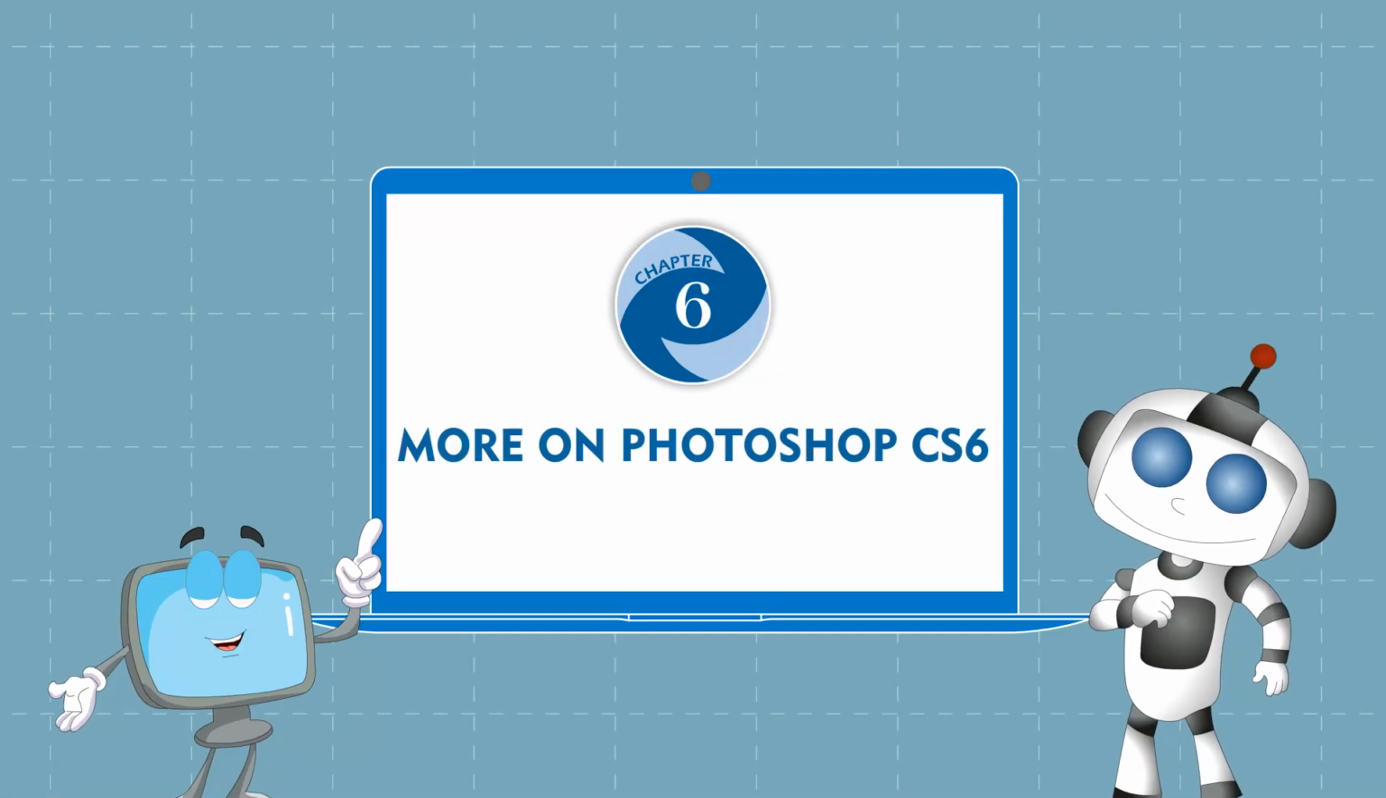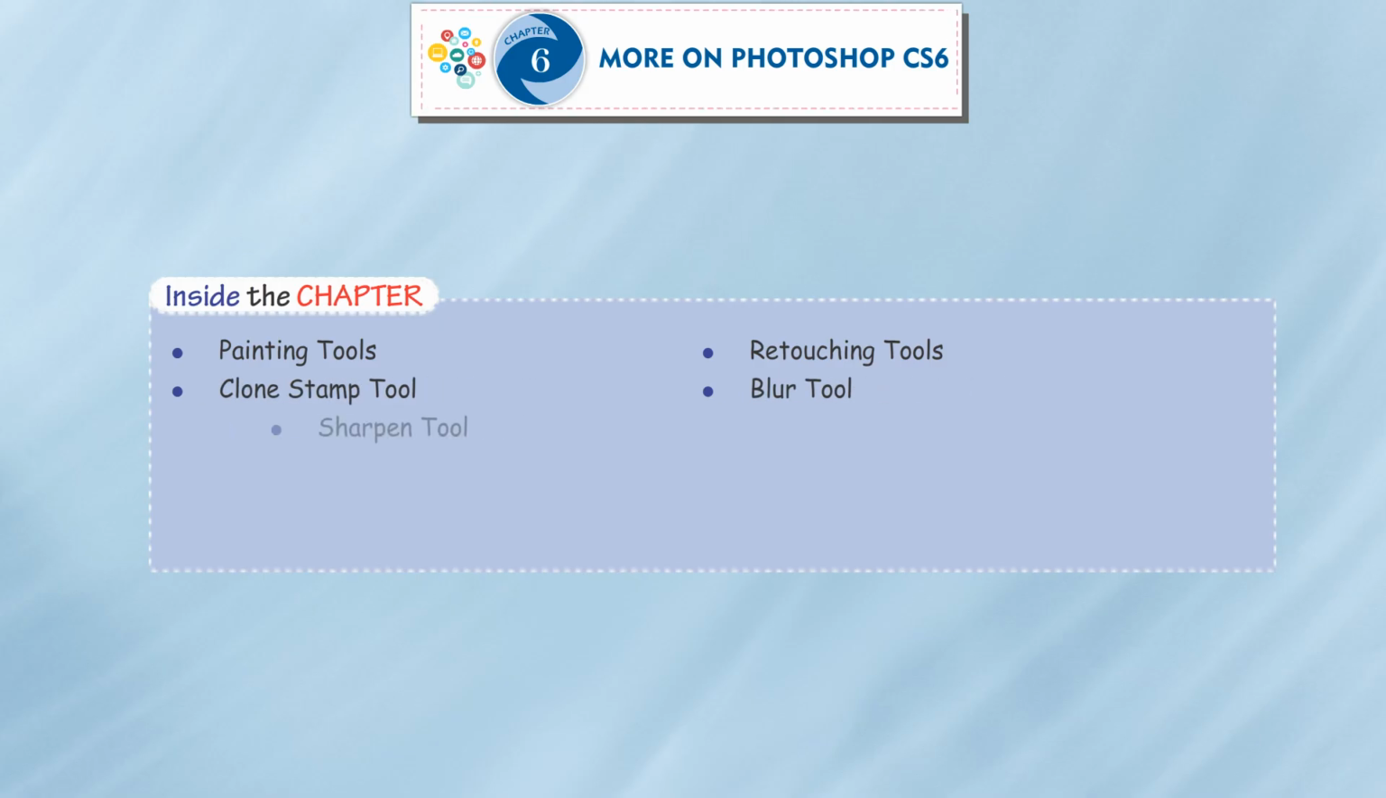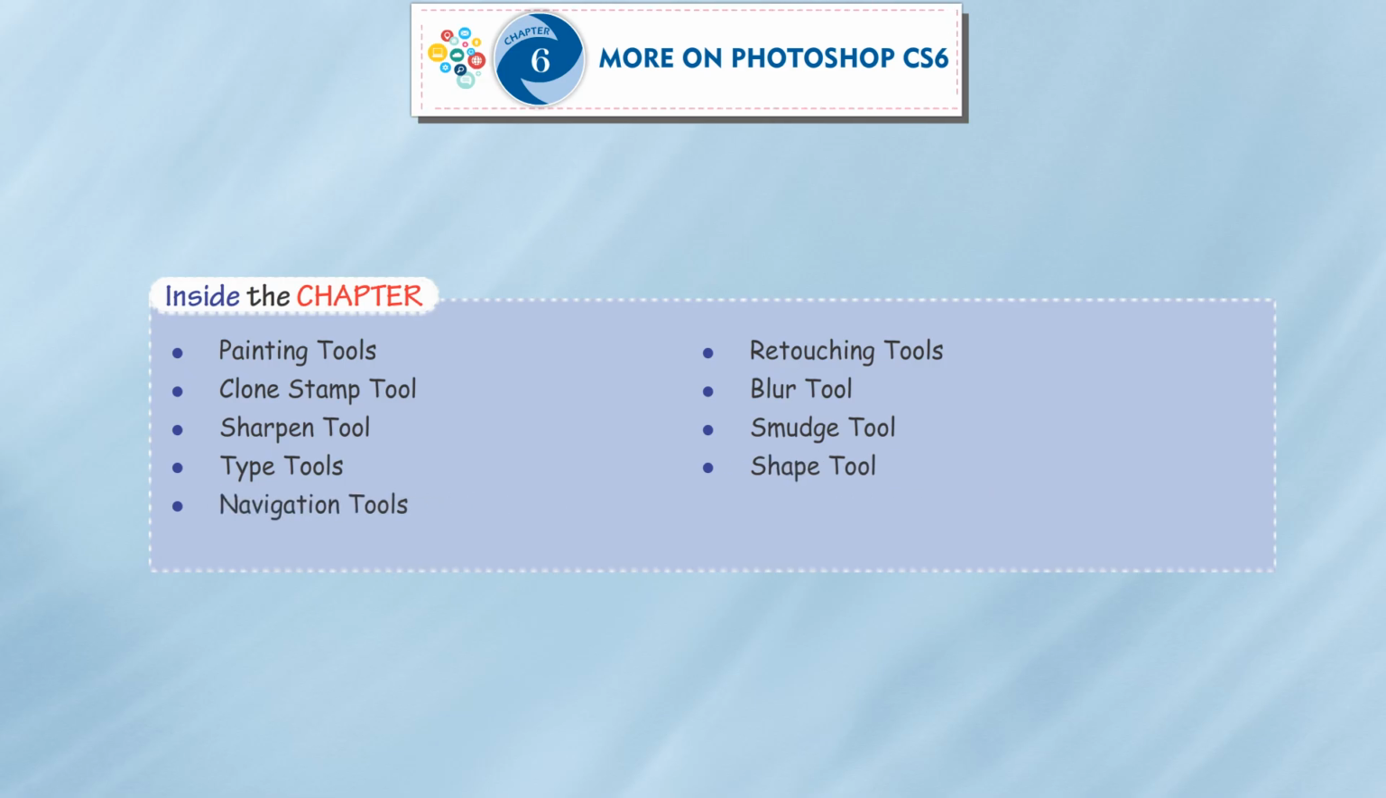Chapter 6. More on Photoshop CS6. Inside the chapter: Painting Tools, Retouching Tools, Clone Stamp Tool, Blur Tool, Sharpen Tool, Smudge Tool, Type Tools, Shape Tool, Navigation Tools, Setting Image Adjustments, Layers.